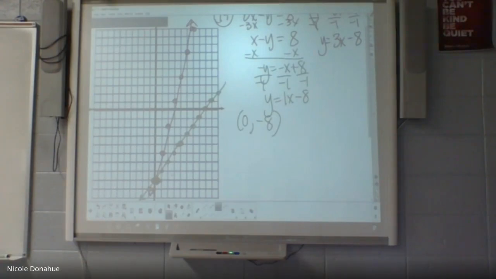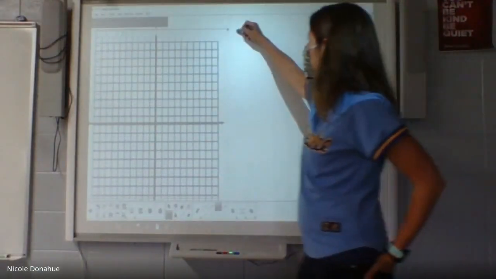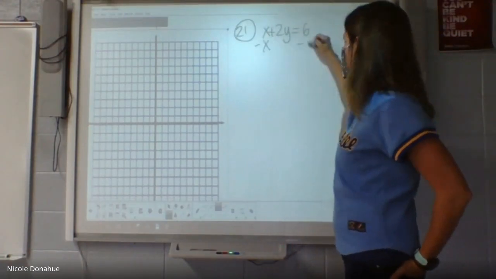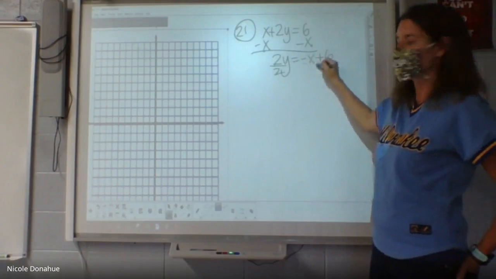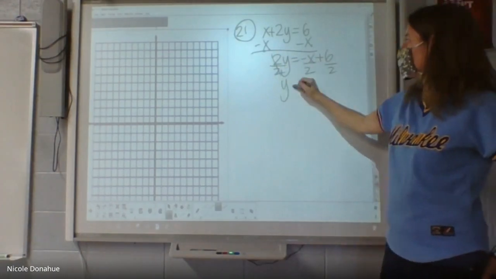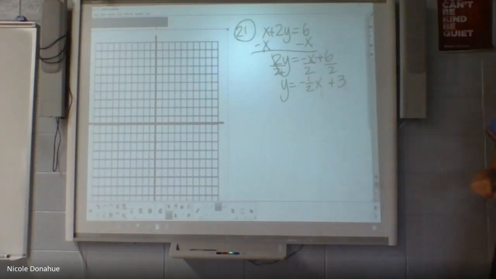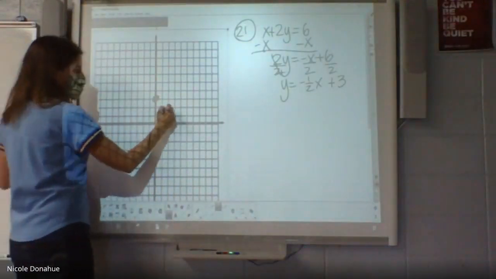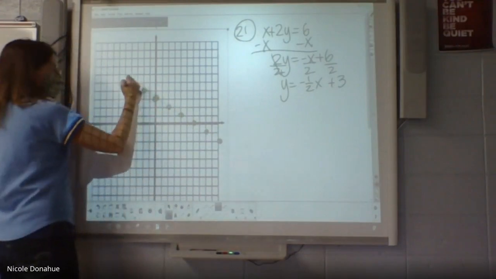Then number 21, again, I have to get it in slope-intercept form. So I'm going to move this x over. So I get 2y equals -x plus 6 and divide by 2. So this will be a -1/2 x and then plus 3. So that becomes a fraction there. So I start at 3 and go down 1 over 2, and up 1 back 2.